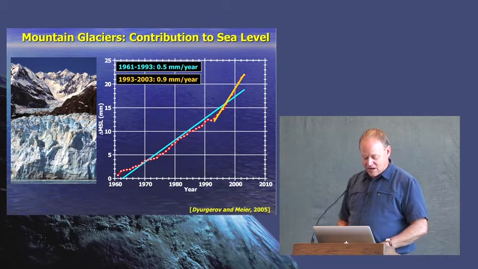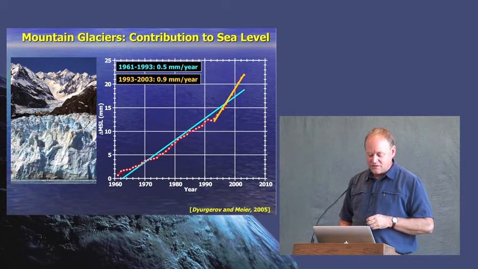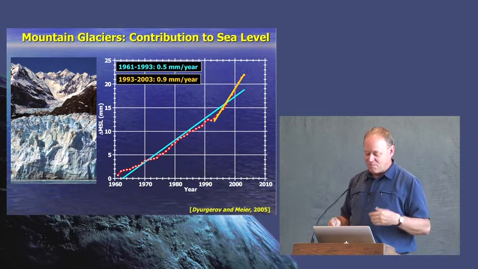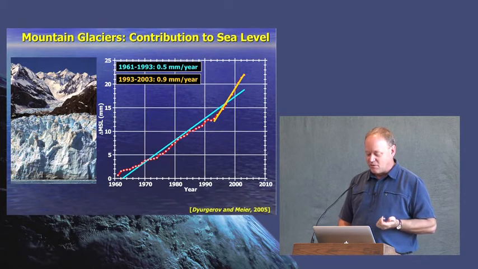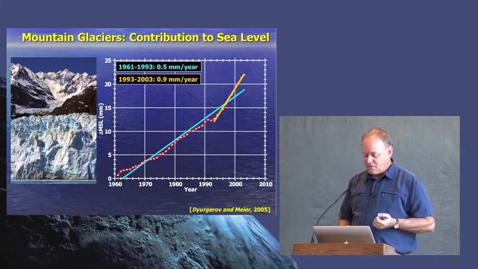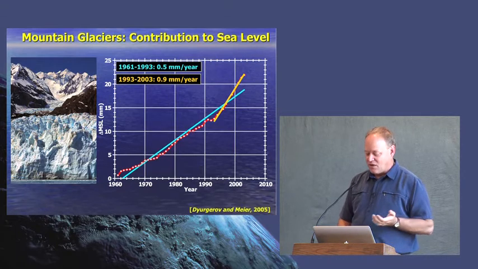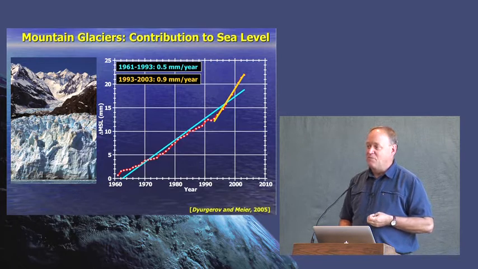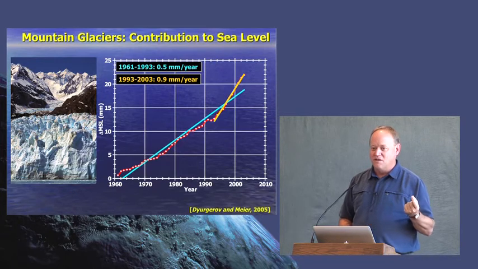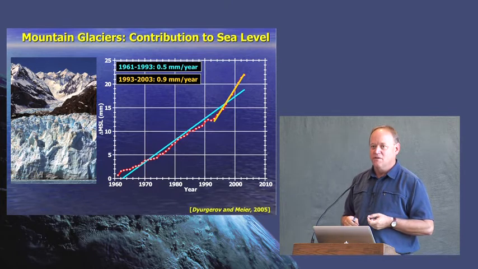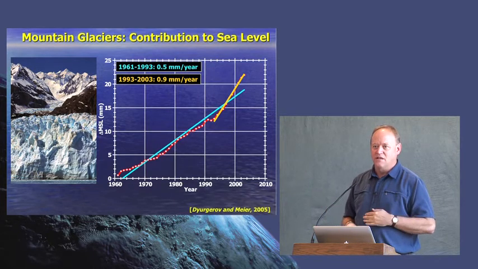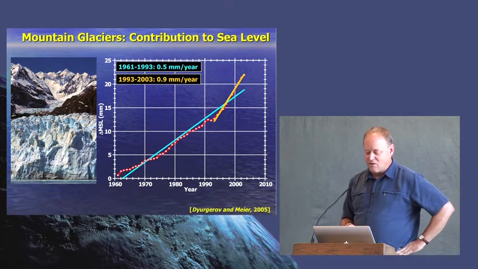I'll just spend a moment on mountain glaciers. They're obviously melting, but the rate of melting is increasing. Starting about 1960, they were contributing about a half millimeter per year to sea level rise, but over the last couple of decades that's been accelerating to almost a millimeter per year. In fact, the most recent papers I've seen say it's more than a millimeter per year. So about a third of the sea level rise we've seen is from the melting of mountain glaciers.